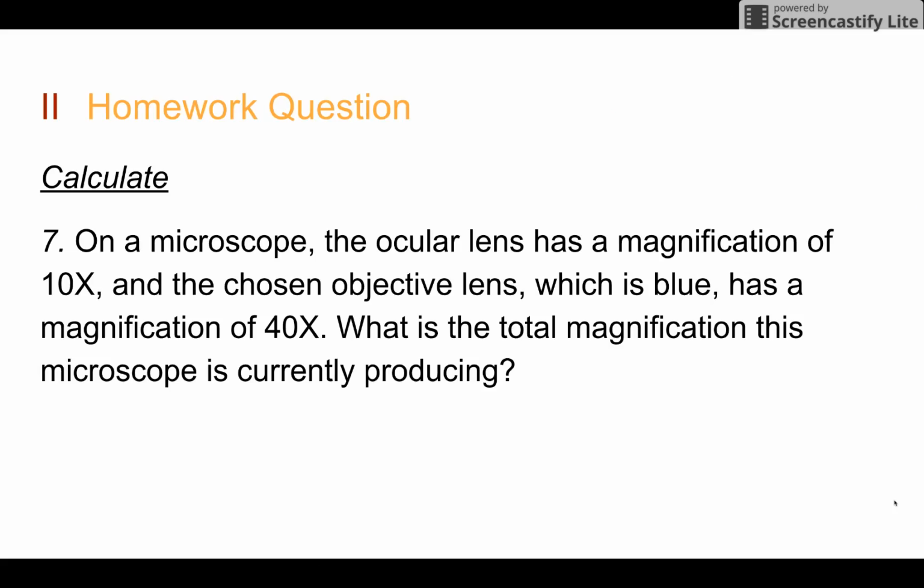So homework question number 7. On a microscope, the ocular lens has a magnification of 10 times, and the chosen objective lens, which is blue, has a magnification of 40 times. What is the total magnification this microscope is currently producing?